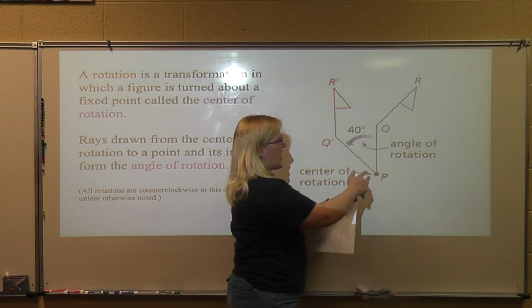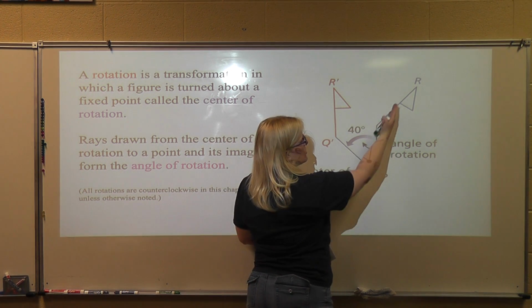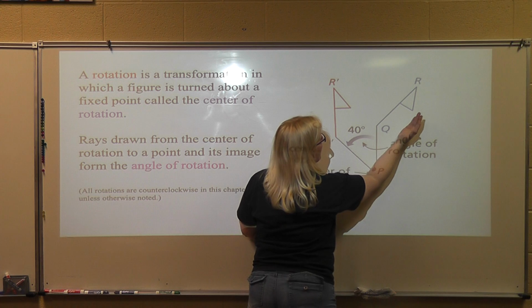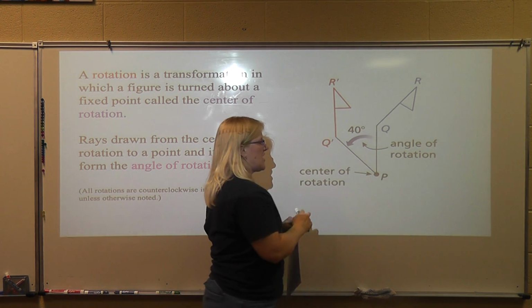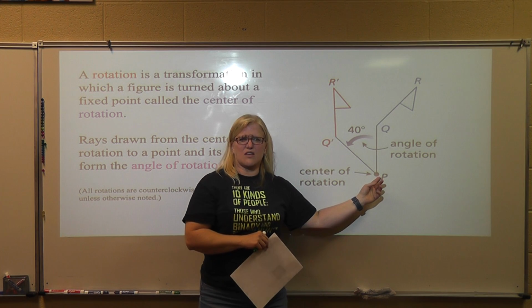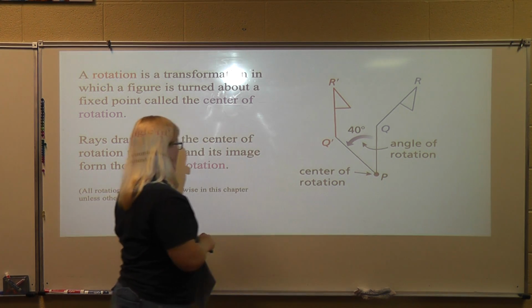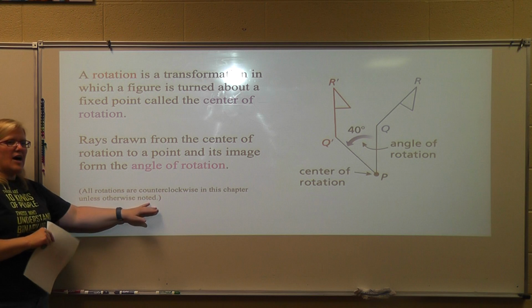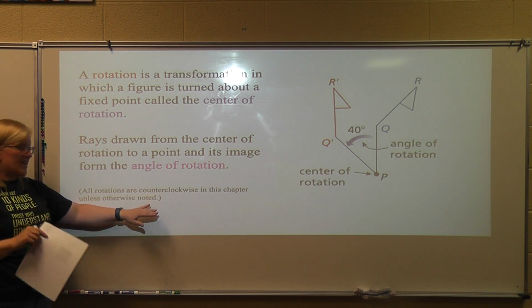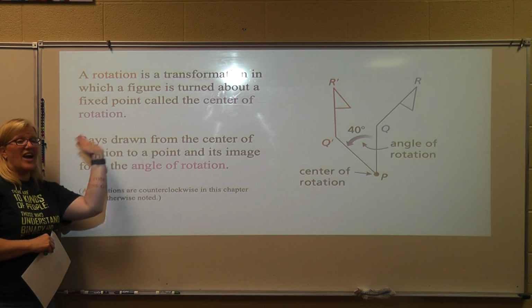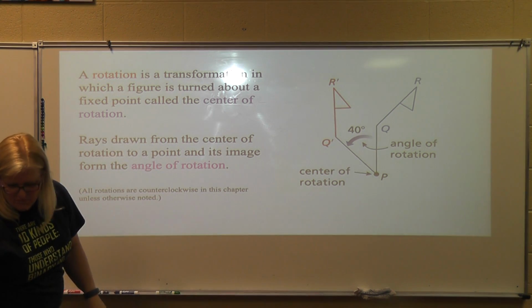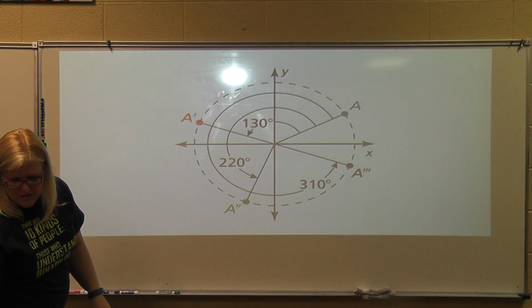So we've got this, it looks like a crooked flag, and it has moved 40 degrees. So that's the angle of rotation, and this is the pivot point. And unless I say otherwise, everything in this chapter, the rotations are counterclockwise. That's just something to keep in mind.